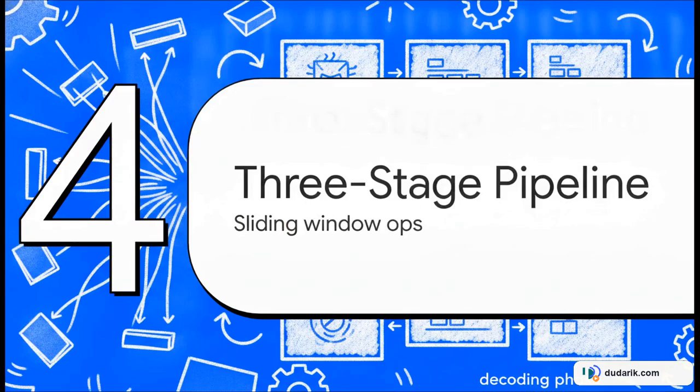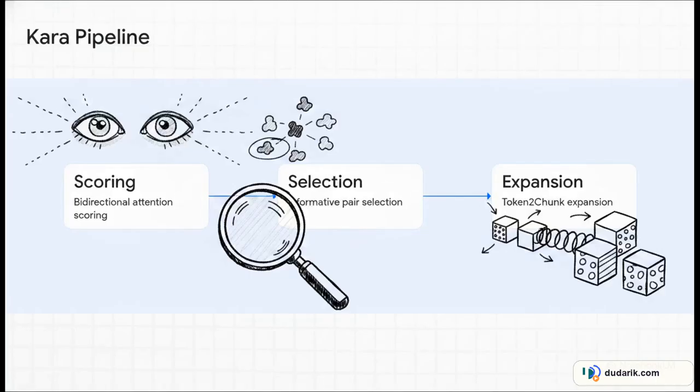Section 4. Kara's three-stage pipeline. Let's look at how this sliding window actually operates under the hood. The crucial point here is understanding how this compression happens seamlessly during the decoding phase. It all executes in a neat three-stage pipeline. First up, it uses bidirectional attention scoring. Standard autoregressive models only look backward, right?